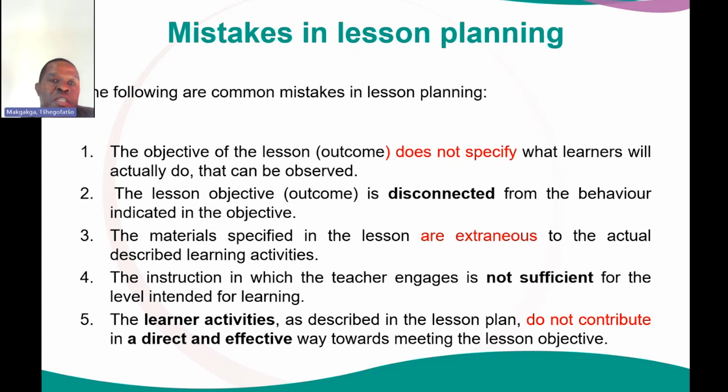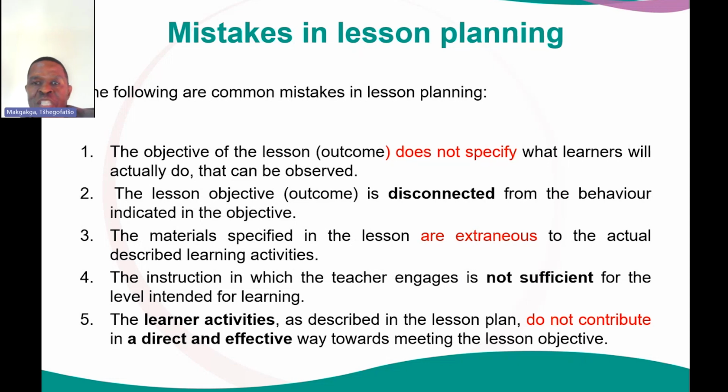Right, mistakes in lesson planning. The following are common mistakes in lesson planning. The objectives of the lesson or the outcomes do not specify what learners will actually do that can be observed. I indicated in the beginning of the presentation that we need to know your role and the learners' roles. If you don't specify that in the lesson plan, it's one of the mistakes that we make as teachers if we don't check or revise our lesson plan before we go to class.